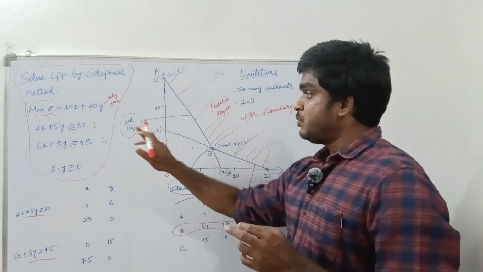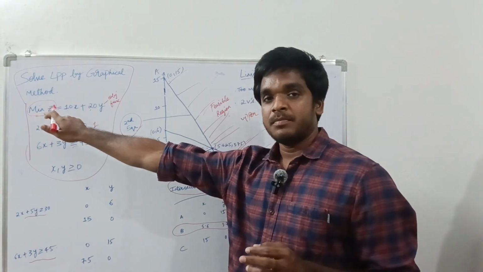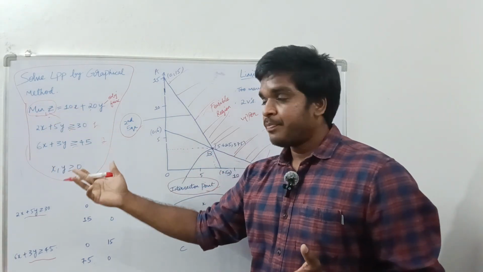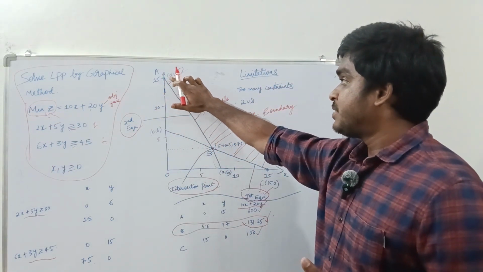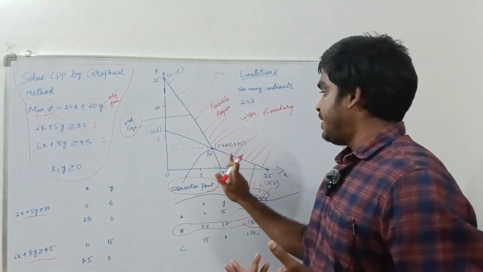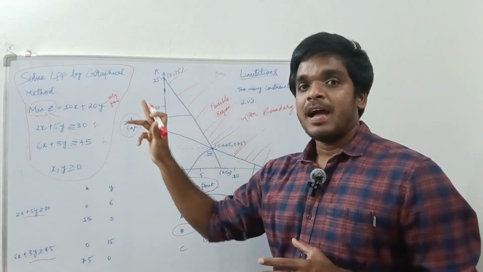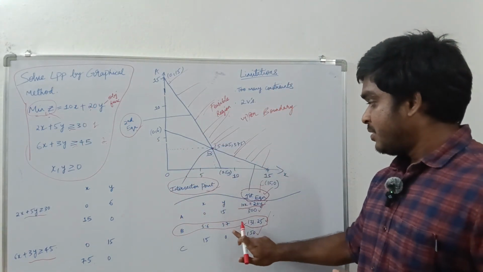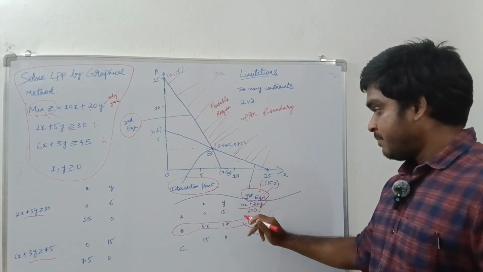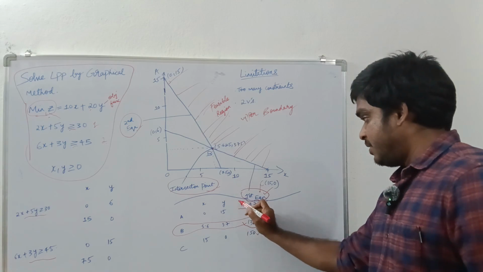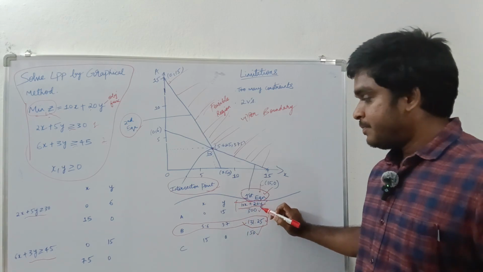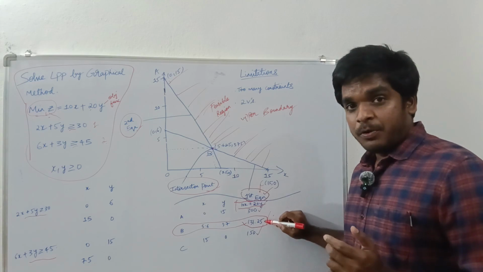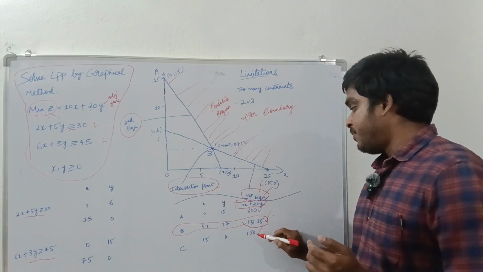Now, in order to identify the minimum value, these 3 points have to be substituted in this equation. A, B, C values have to be substituted in this equation. So after substituting these 3 points in this equation, you get, for A you get 300, for B you get 131.25, for C you get 150.